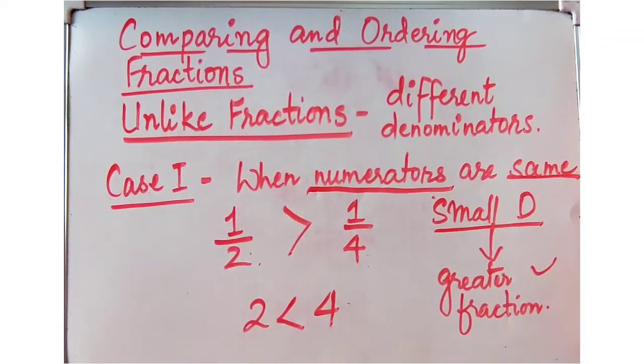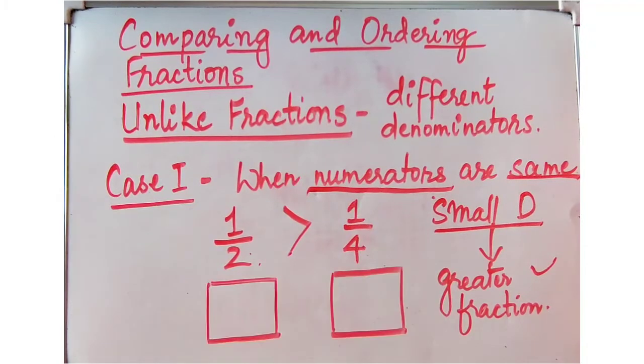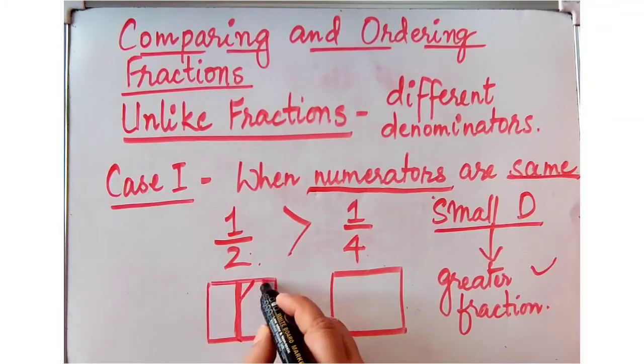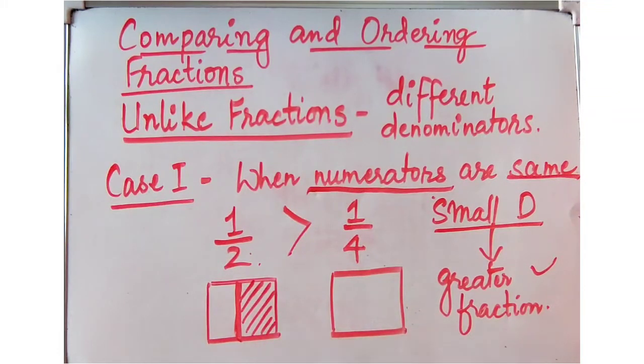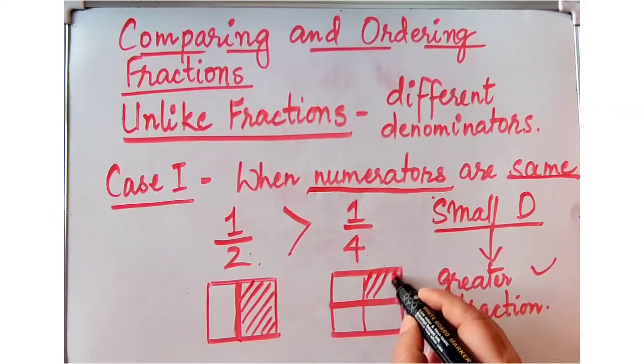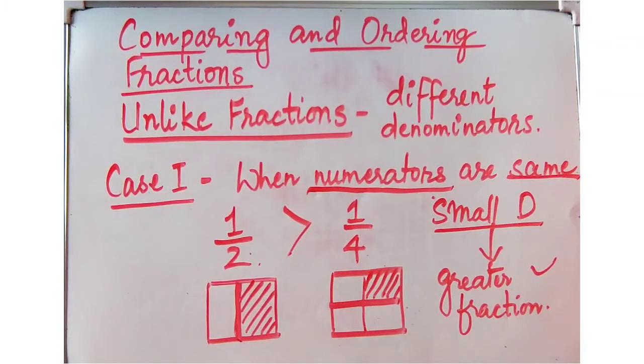This you can understand by a picture also. Now let me take 2 squares. I will divide it into 2 equal parts. Since the denominator here is 2, I will divide it into 2 equal parts. So out of this I will shade 1. This shaded part shows me the 1 by 2. Now here the denominator is 4, therefore I will divide this whole thing into 4 equal parts and I will take 1 out of 4. Now you can clearly see which one is bigger. Obviously 1 by 2 is greater than 1 by 4.